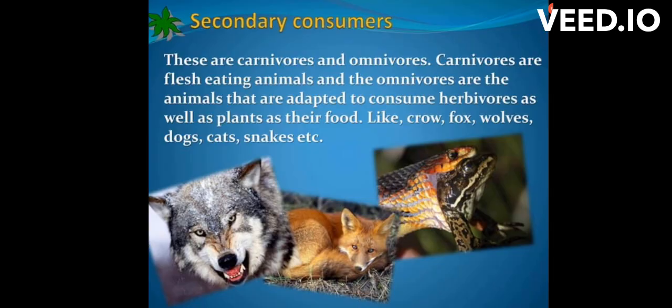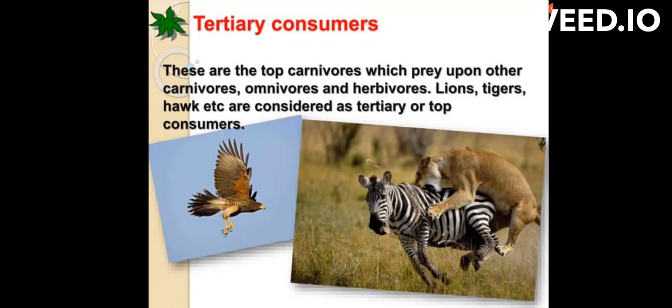Second one is secondary consumers. These are carnivorous and omnivorous. Carnivores are flesh-eating animals, and omnivores are animals that are adapted to consume herbivores as well as plants as food, like fox, wolves, dogs, cats and snakes. Tertiary consumers are the top carnivores which prey upon other carnivores, omnivores and herbivores. Lions and tigers are the tertiary or top consumers.